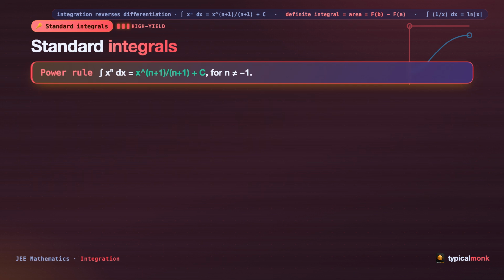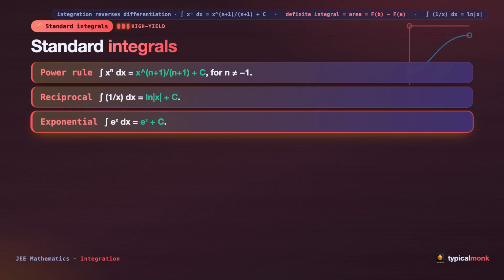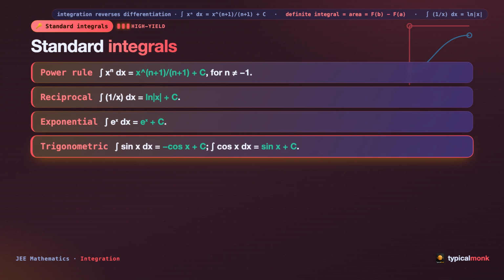Now, the standard integrals. Learn these by heart. The power rule. The integral of x to the n dx equals x to the n plus 1 over n plus 1 plus c, provided n is not minus 1. The reciprocal. The integral of 1 over x dx equals the natural log of the absolute value of x plus c. The exponential. The integral of e to the x dx equals e to the x plus c. Trigonometric. The integral of sine x is minus cosine x plus c, and the integral of cosine x is sine x plus c.